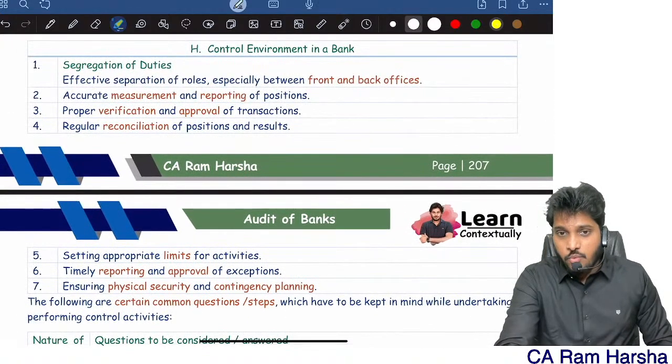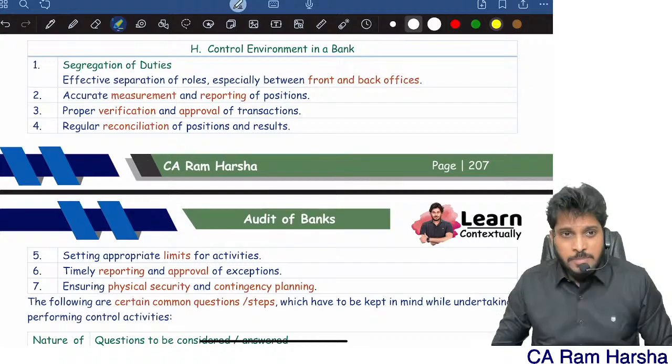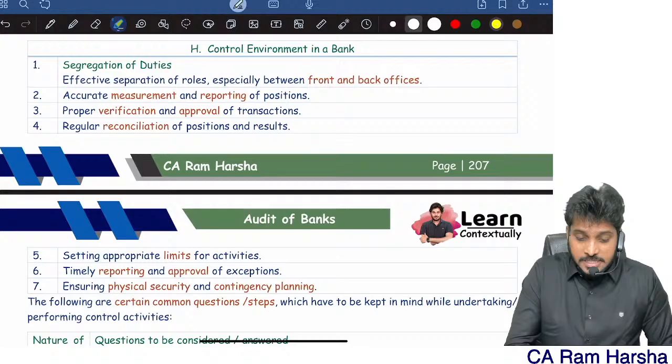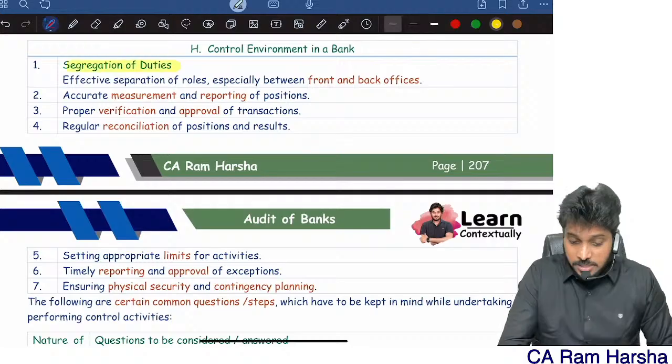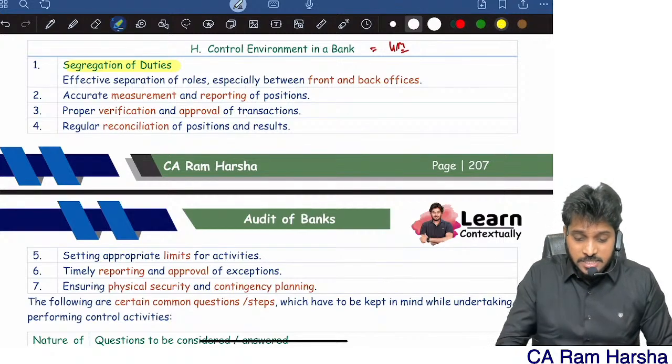Control environment in a bank. What is the control environment in a bank? Control environment: segregation of duties. This itself can be directly asked as a 4 marks question. Write about control environment in a bank. They may ask you this as a straight question.